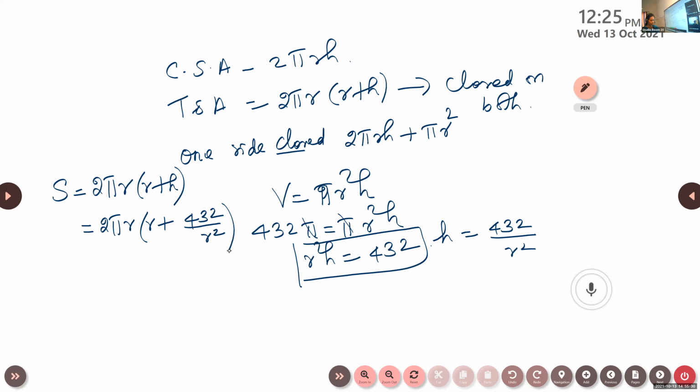Make it fast, and then we have to get ready for the test paper. 12:30, get ready for the test paper. Then we are finding what is the minimum value. When the surface area is minimum, what is the relation between height and radius?